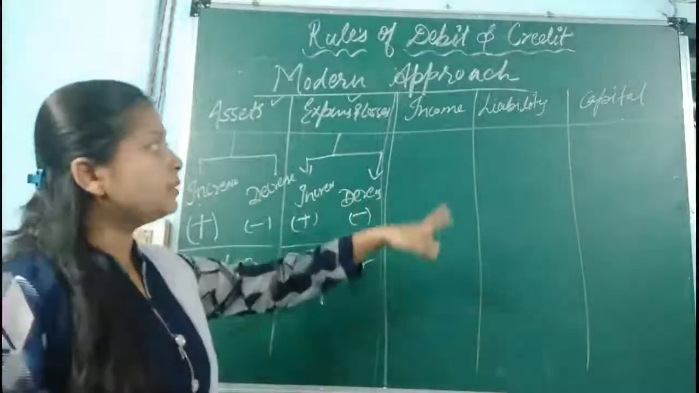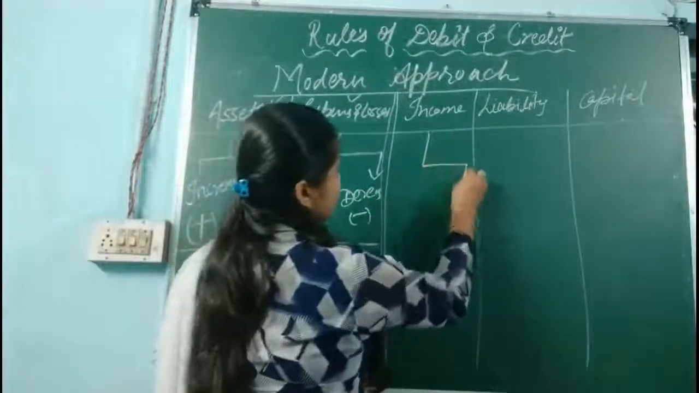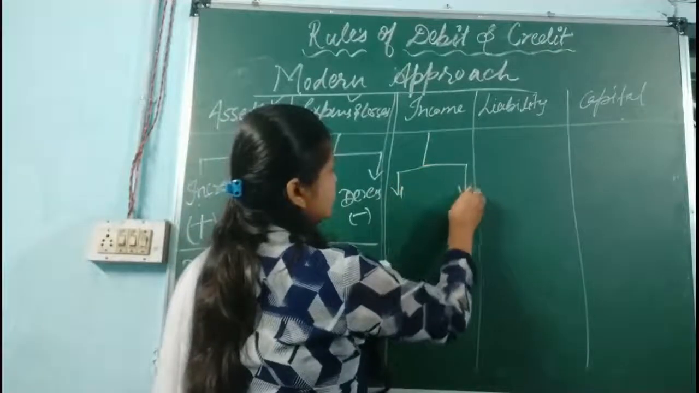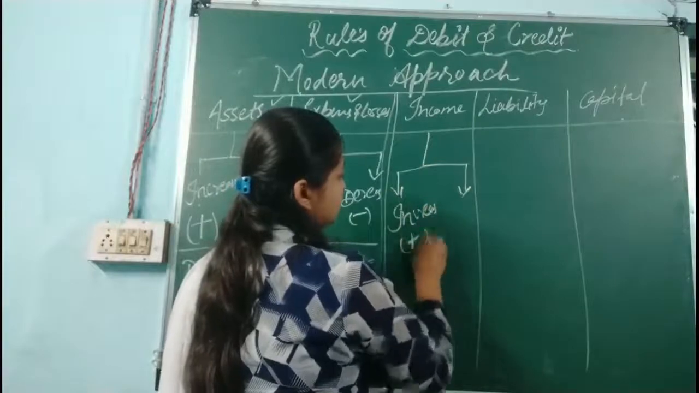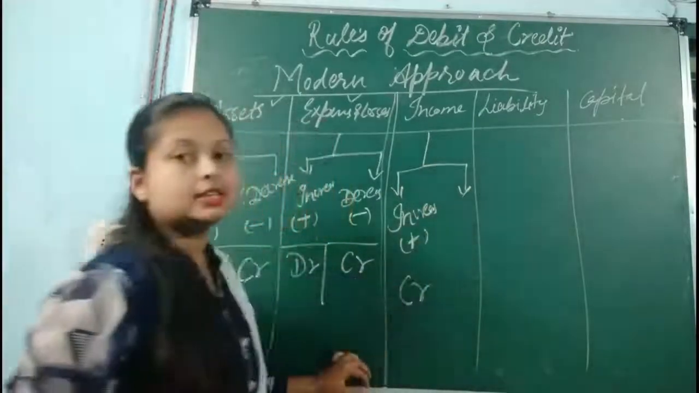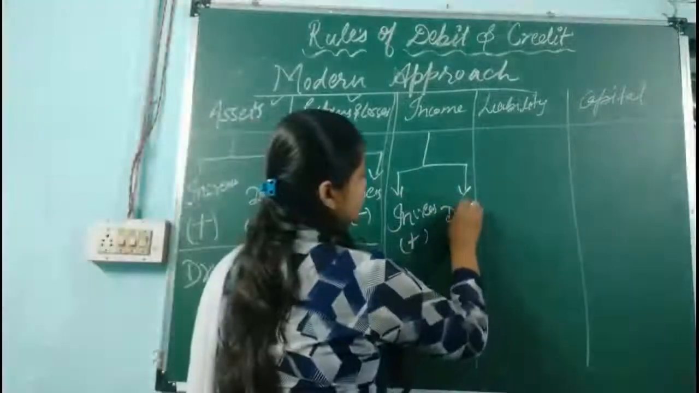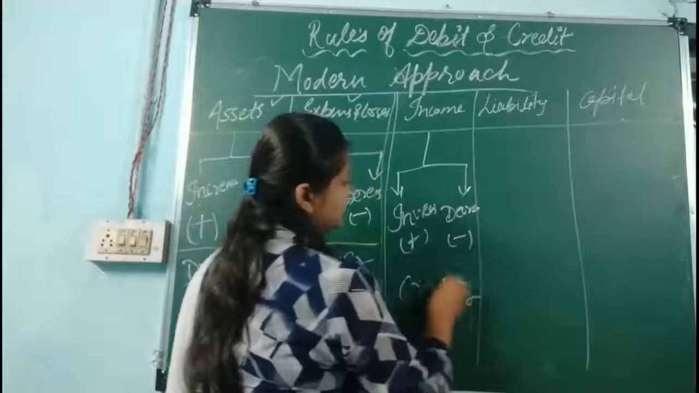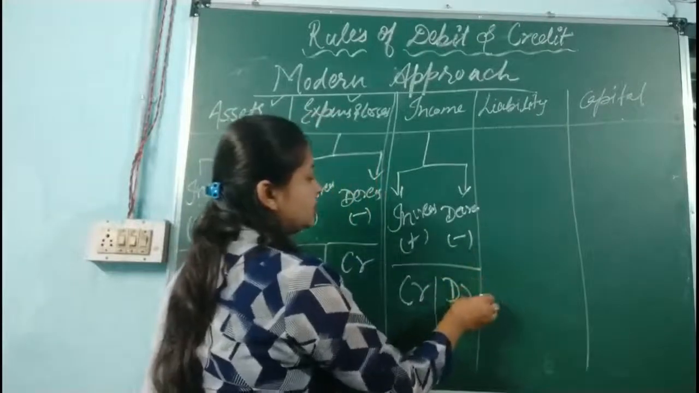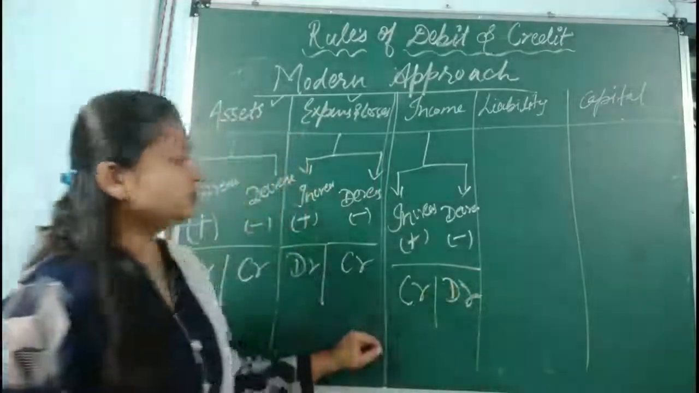Okay, now we are coming toward income, liability and capital. If there is an increase in income, the rule is credit will be there. Then if there is a decrease in income, debit will be there. We have to debit their account.